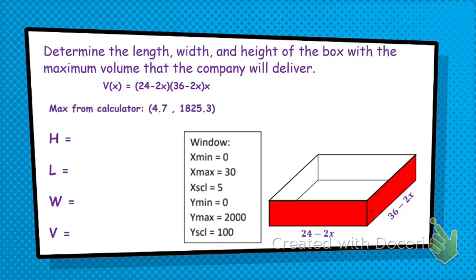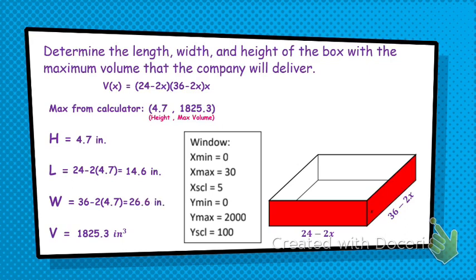So what we need to understand from this is that this number here, our x value, is our height. This number right here represents our volume. So we have the height and the max volume. Now to find my length and width, I just need to plug in 4.7 for x, and I get that. And the same thing for width, and I get that.